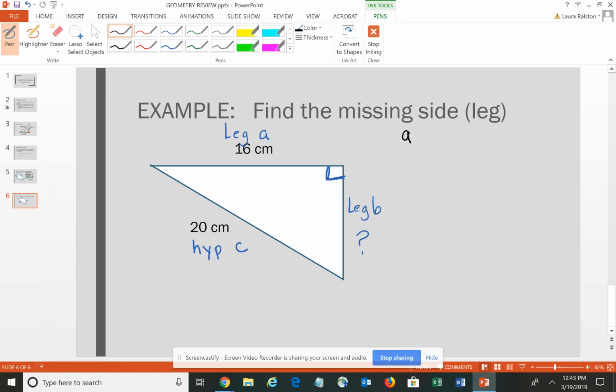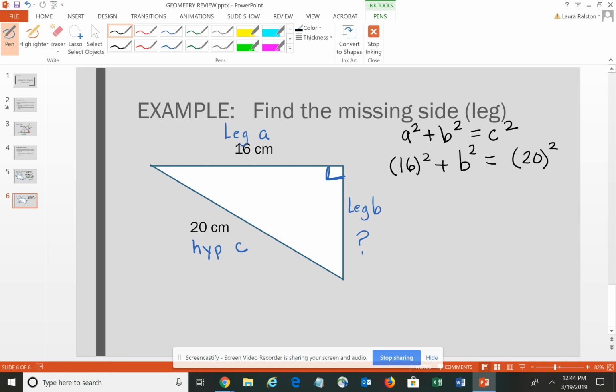When you have a triangle and you're trying to find that third side, if you have a right triangle, you should always use the Pythagorean Theorem. If you don't have a right triangle, then we're going to be looking at some other options as we go throughout the course. So again, we basically plug and chug. We have 16 squared plus B squared that we don't know, and then my hypotenuse, which is 20 squared. Then we have to do the math.